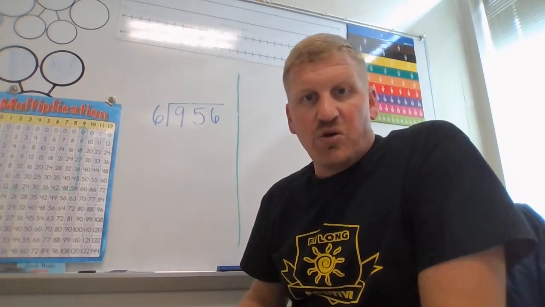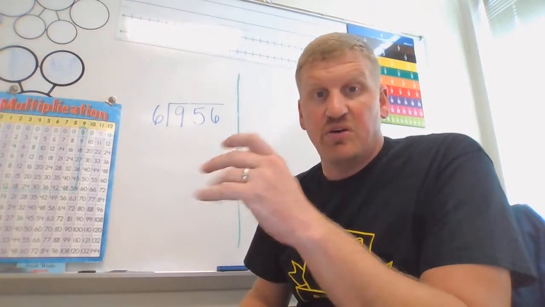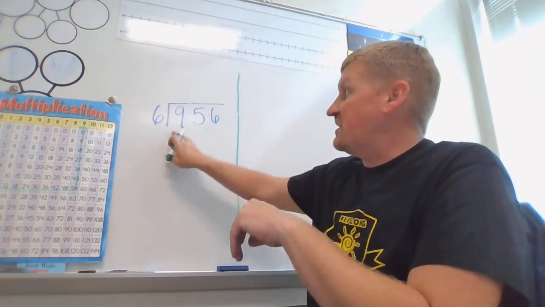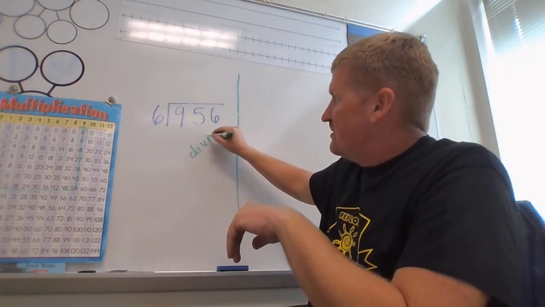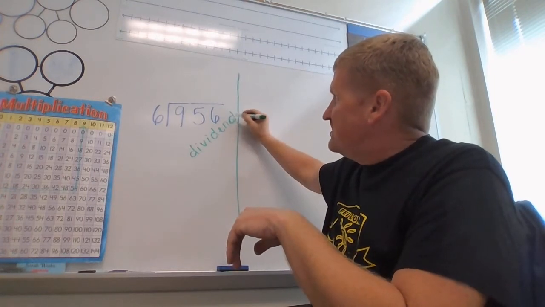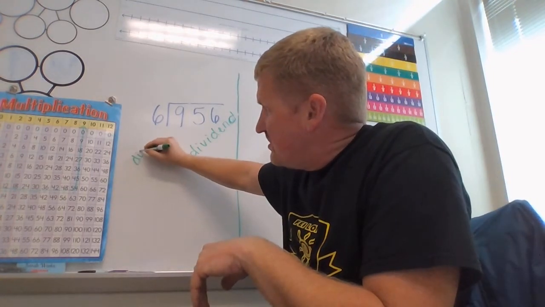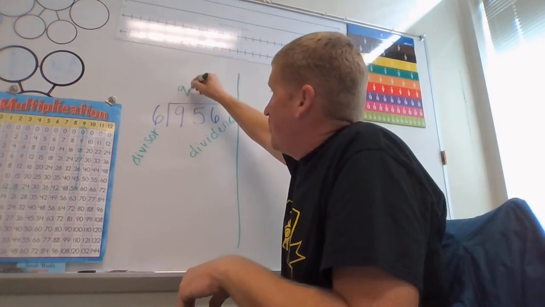Hi, everybody. I wanted to walk you through the strategies that we discussed in yesterday's video. And today we're taking it to a 3-digit dividend divided by a 1-digit divisor so that we can find the quotient.